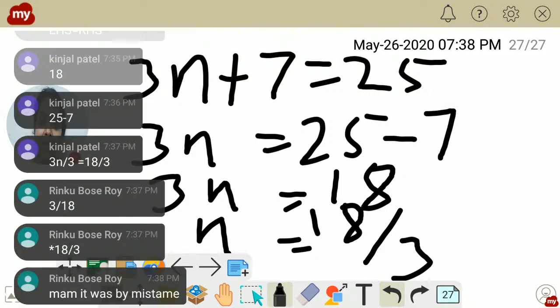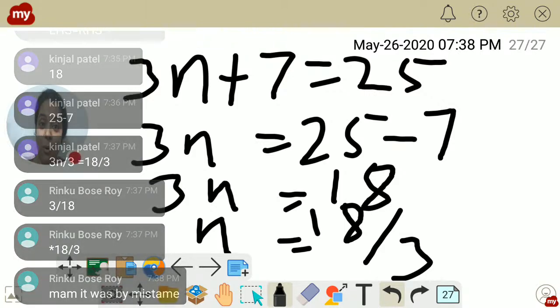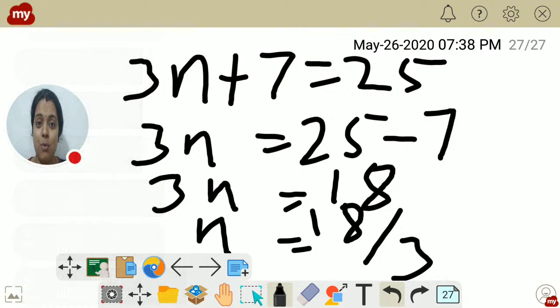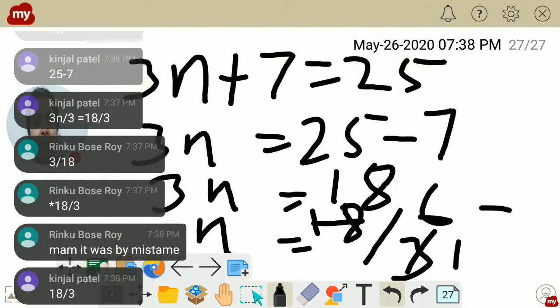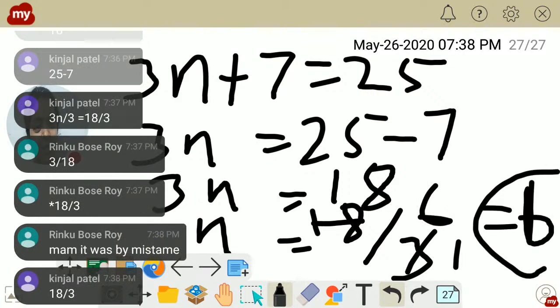So now we have 18 by 3. What will be the next? Yes, it is by mistake. Right, very good. So now it is 18 by 3. Somebody has gone out. You have taken the person out of your house, so you have to say bye-bye also, right? So just say bye-bye to 18 by 3. How to say bye-bye? 3 ones are 3 and 3 sixes are 18. So what does the answer come to? The answer is 6 here.